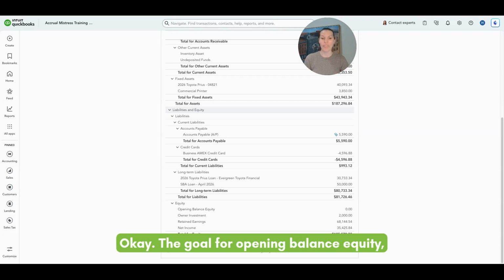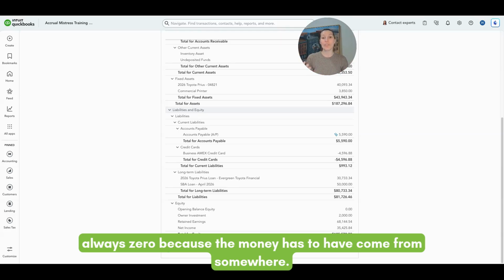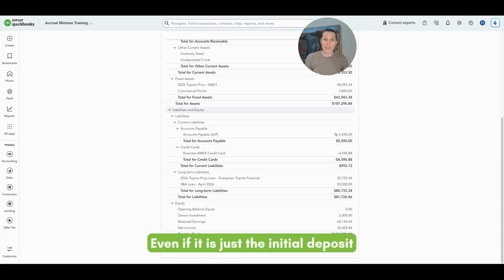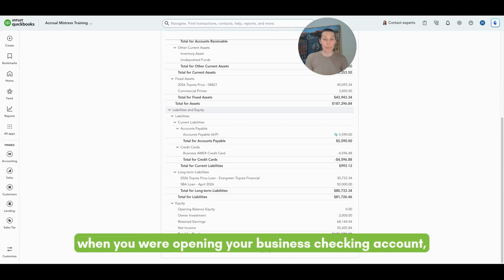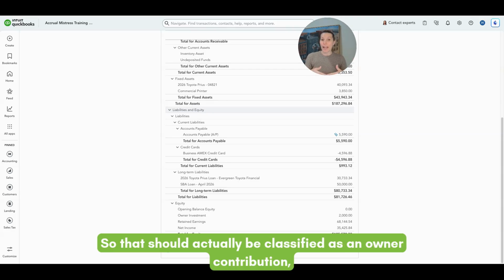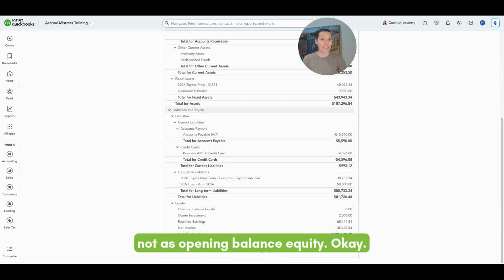Okay, the goal for opening balance equity: always zero, because the money has to have come from somewhere, even if it is just the initial deposit that you as the business owner made when you were opening your business checking account. You provided that $50 or $100 or $1,000. So that should actually be classified as an owner contribution, not as opening balance equity.